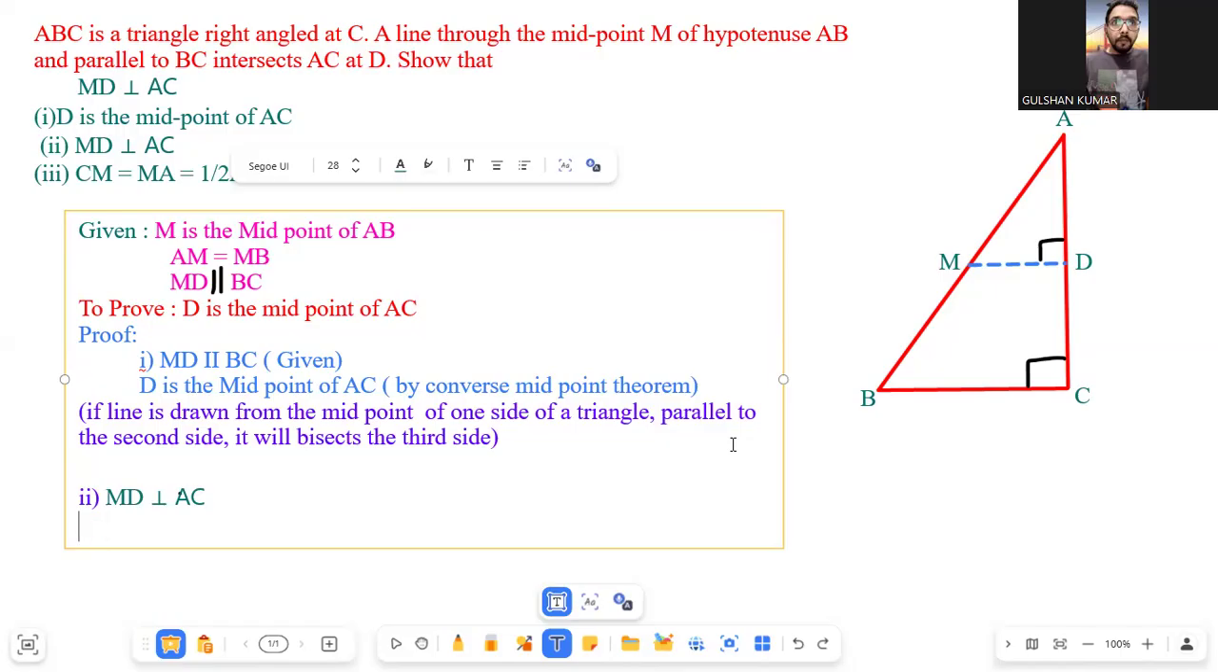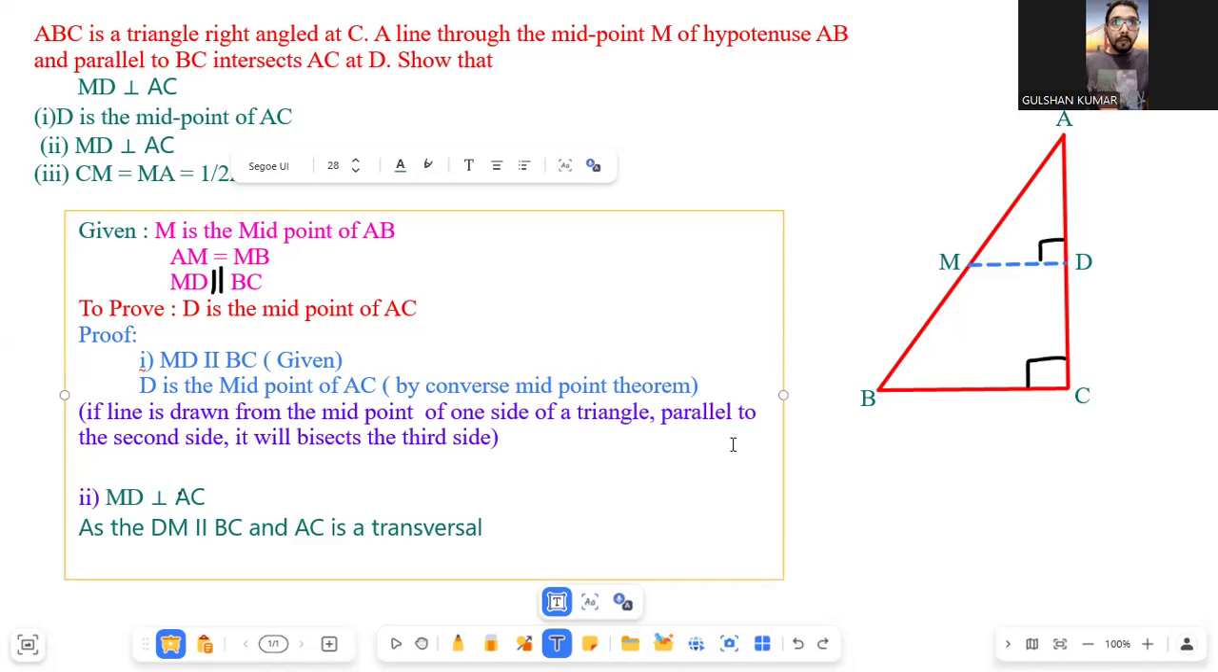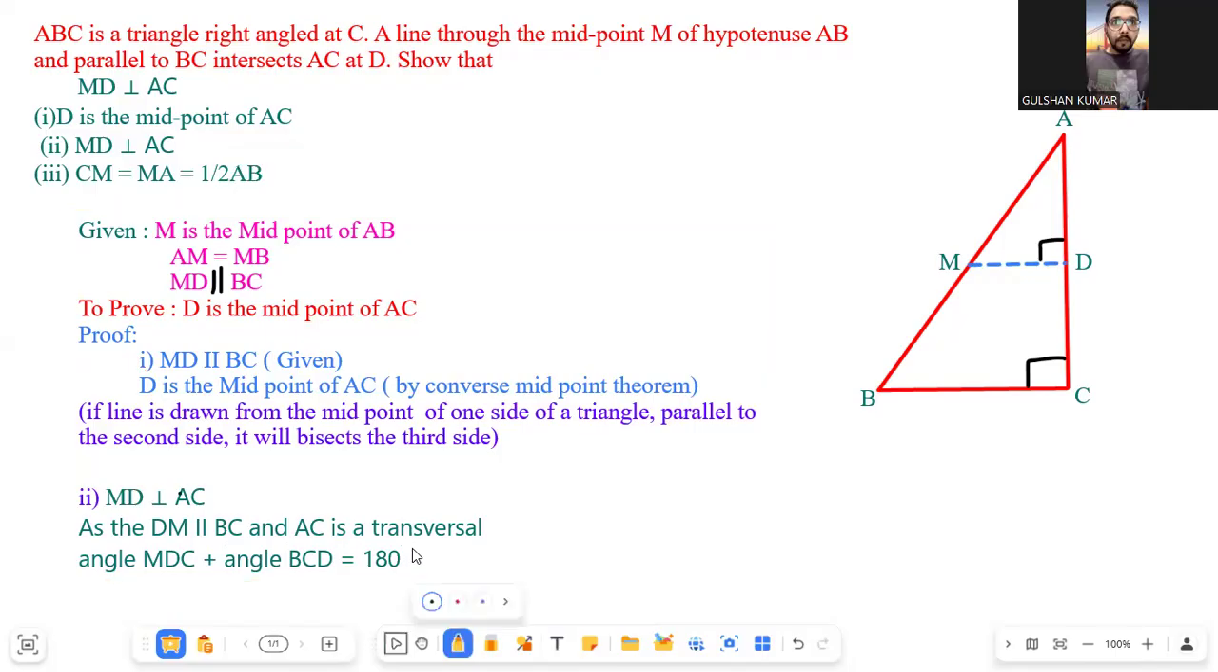As DM is parallel to BC and AC is the transversal, angle MDC plus angle BCD equals 180 degrees. Okay, that is 180 degrees.